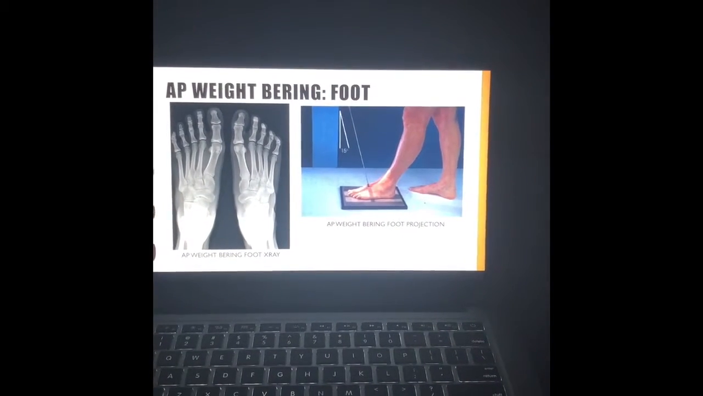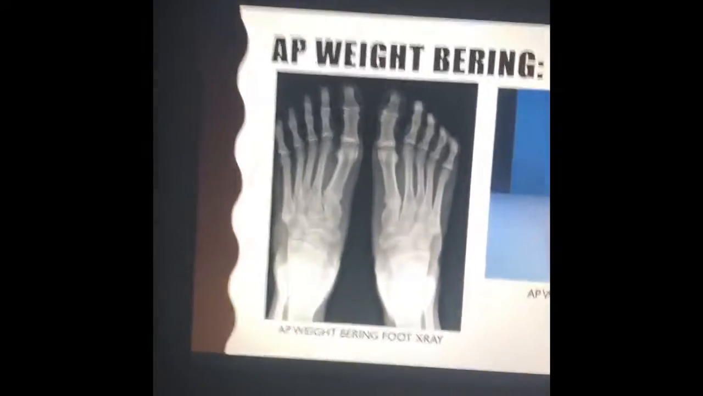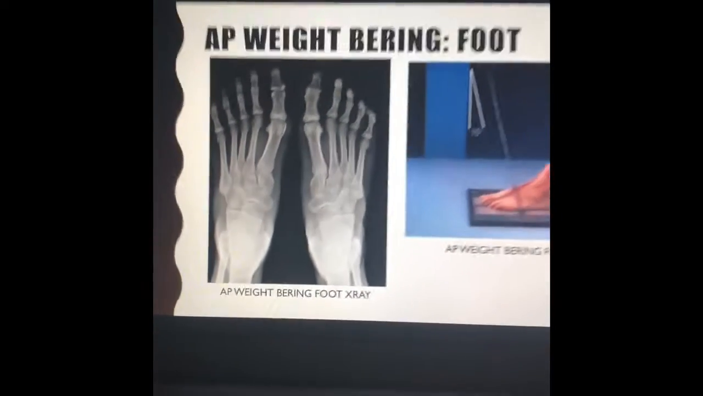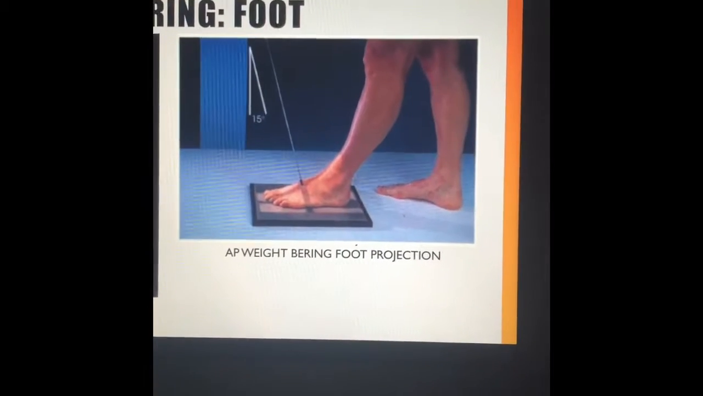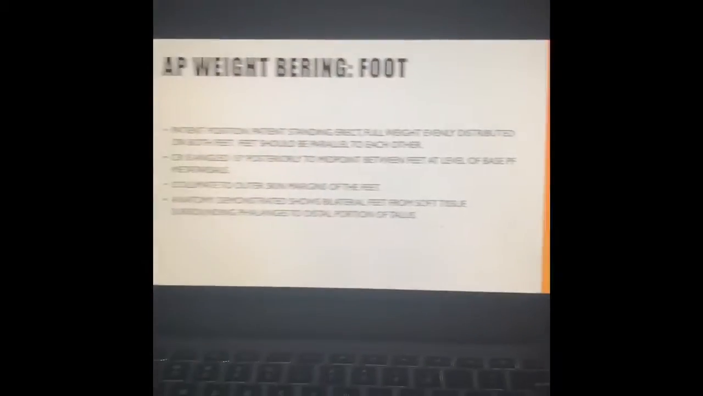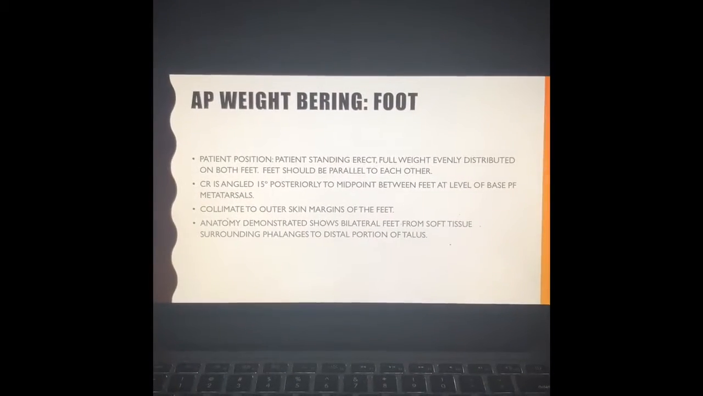The AP weight-bearing foot. This is an AP weight-bearing foot x-ray. This is an AP weight-bearing foot projection. The AP weight-bearing foot.